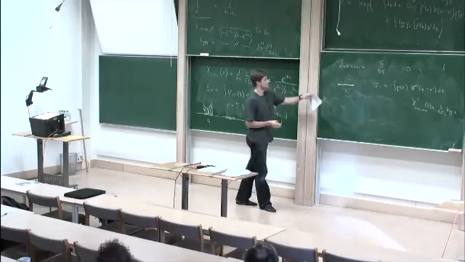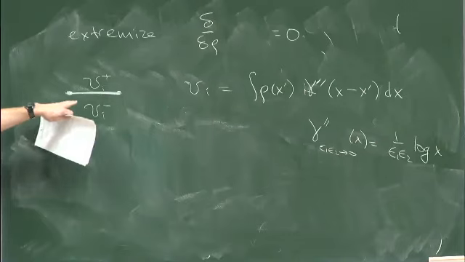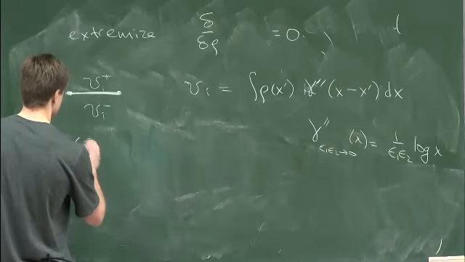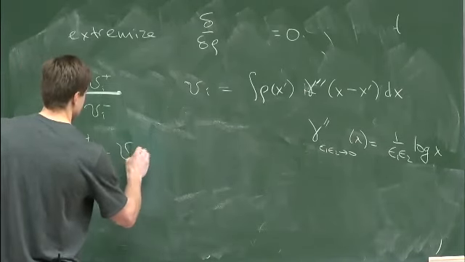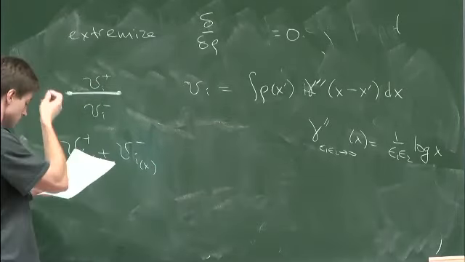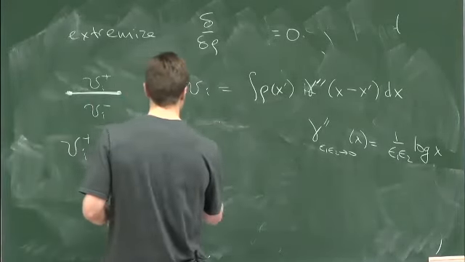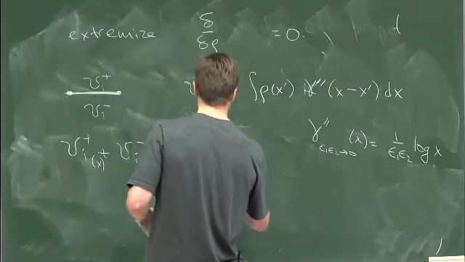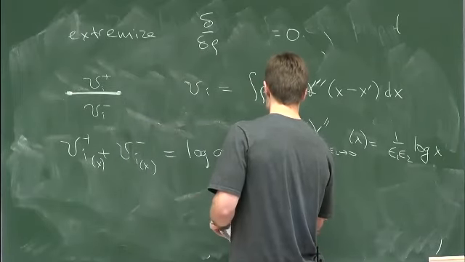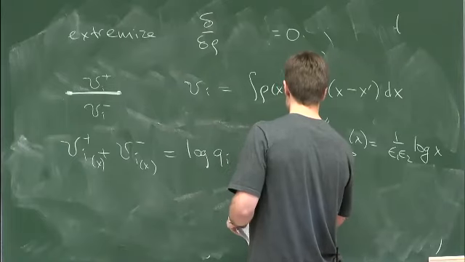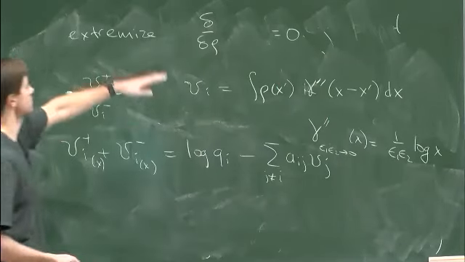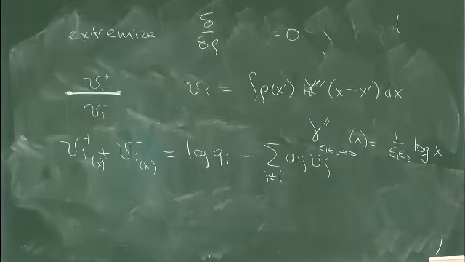Okay. If you denote it like that, then the equations are that v_i plus v_i minus of x equals logarithm q_i minus the sum over j of a_ij v_j. You get this straight from that formula.